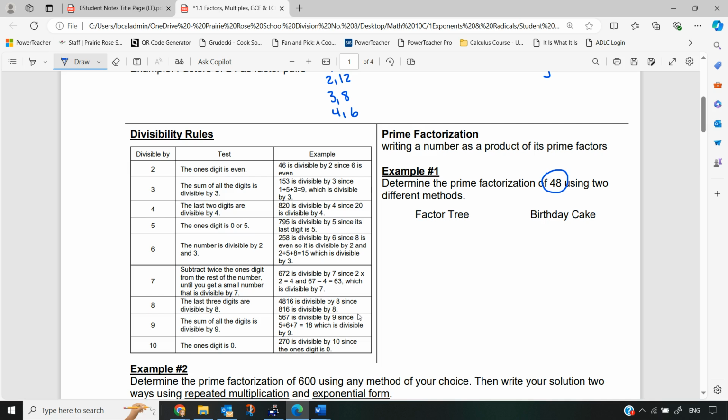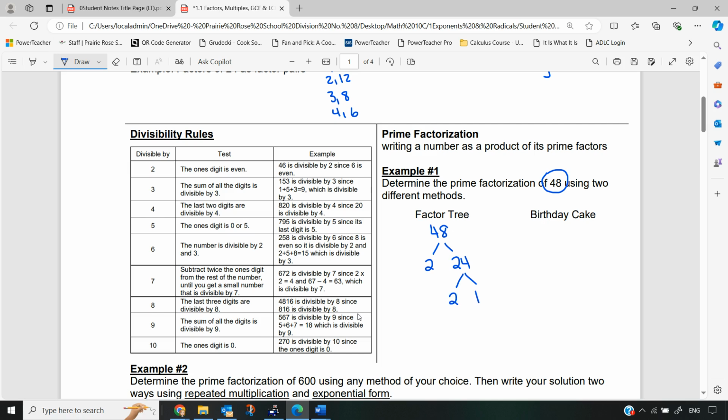This is probably one that you're most familiar with. So we have 48. We think, what goes into 48? Well, I know that 2 and 24 goes into 48. And I chose 2 because 48 is an even number. So 2 and 24. Well, 2 is a prime number. Can't break it down any further. But 24 is a composite number. It can be broken down further.